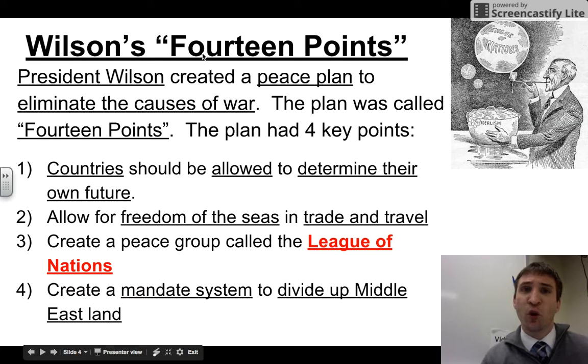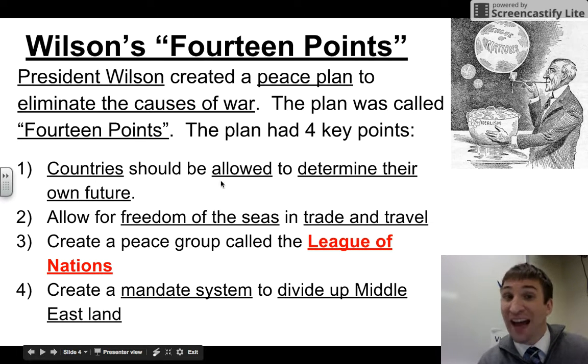Woodrow Wilson's 14 points. President Wilson created a peace plan to eliminate the causes of war. The plan was called 14 points. The plan had 4 key points. Number 1, countries should be allowed to determine their own future. Number 2, allow for freedom of the seas in trade and in travel.